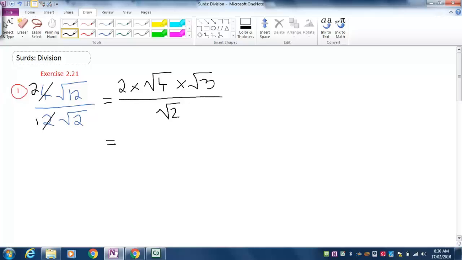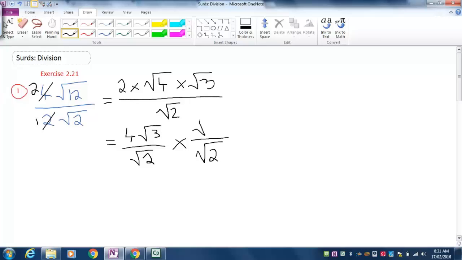Now the square root of 4 is 2, so on the top line I get 2 times 2 gives me 4 times root 3, which gives me 4 root 3, and then on the bottom I still have that root 2. Now sometimes it might be enough to stop at that point, but in the back of the book they've rationalised, so remember to rationalise a fraction.